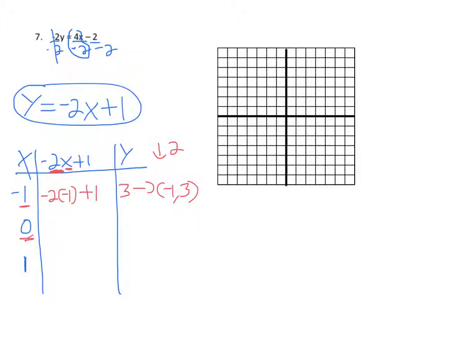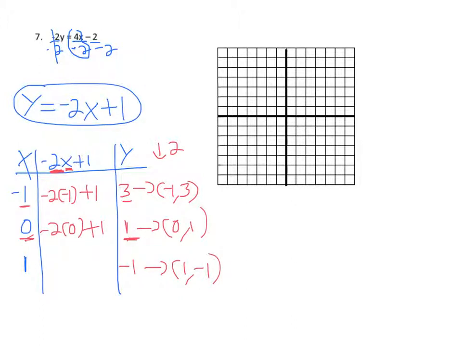If I plug in 0 for this x, it's negative 2 times 0 and then plus 1. Negative 2 times 0 is 0, and 0 plus 1 is 1. So you can see how it went down by 2. I went to 3 and then the 1. So this ordered pair is 0, 1. And I'm going to use the shortcut. So if I subtract 2 from this 1, it gives me negative 1. So then this last ordered pair is 1, negative 1.